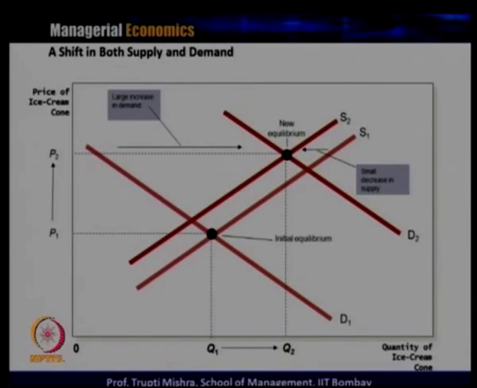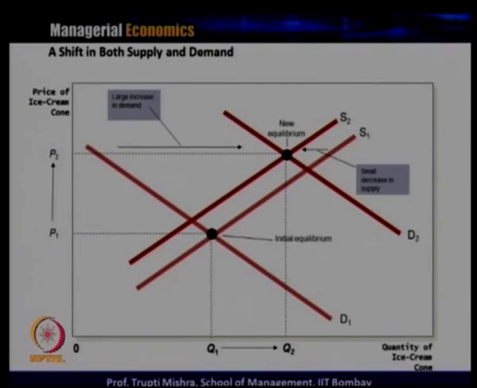Initially, the demand curve is D1 and the supply curve is S1. The equilibrium quantity is Q1 and equilibrium price is P1. On the y-axis, we are considering the price of ice cream cone. Ice cream cone is the good over here, and on the x-axis, we are considering the quantity of ice cream cones. Now the demand curve moves from D1 to D2, and the supply moves from S1 to S2.